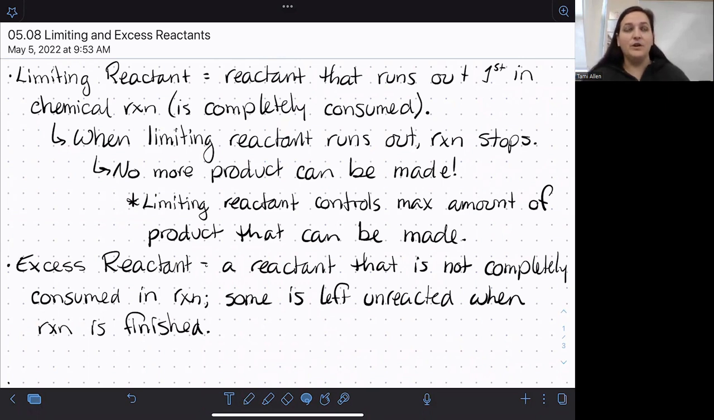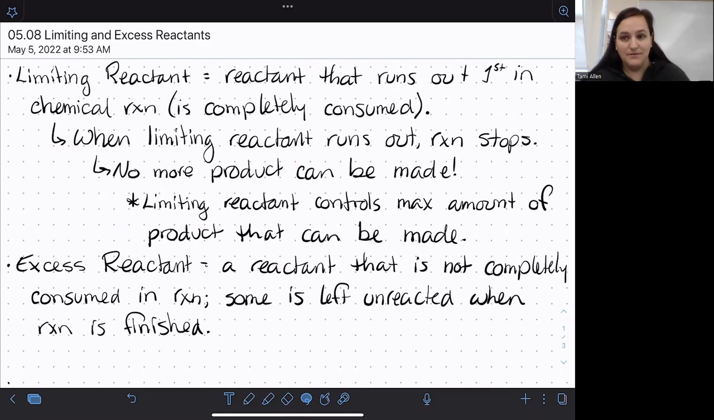But when you have multiple reactants of limited quantity, one of them is going to run out first. So this video is about how we figure out which reactant is going to run out first. And that reactant is what we refer to as the limiting reactant. So that is the reactant that is completely consumed in the chemical reaction. And when your limiting reactant runs out is when your reaction stops. No more product can be made once you've run out of one of your reactants. So the limiting reactant is the one that really controls the maximum amount of product that can be made.